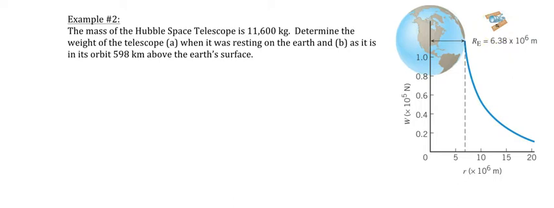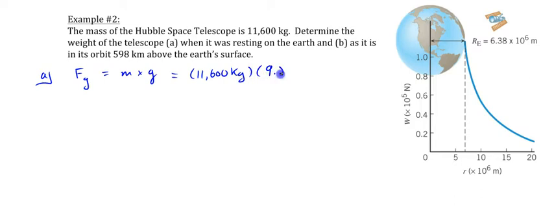The weight of an object can be calculated in two ways. The simple way is taking the mass of the object, which is 11,600 kilograms, and multiplying by the acceleration due to gravity at that location, which on the surface of the Earth is 9.8 meters per second squared. We can do that in part A because it's resting on the Earth. So the weight of the Hubble telescope on the surface of the Earth is 11,600 kilograms multiplied by 9.8 meters per second squared, which gives an answer of 1.14 times 10 to the power of 5 newtons.